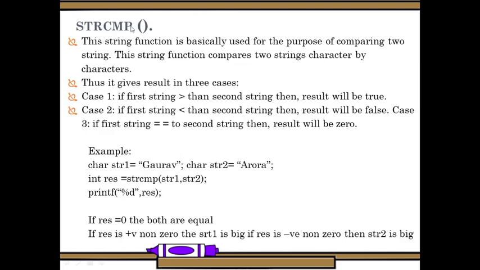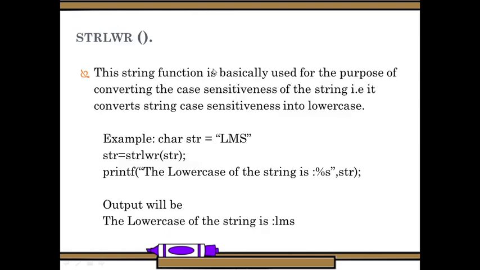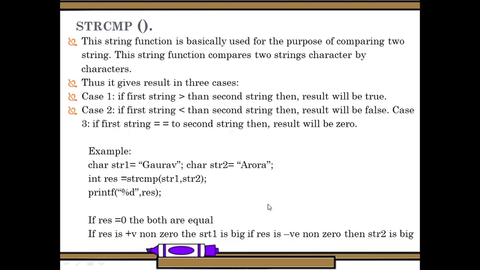Similarly, next we are using lowercase. This string function is basically used for the purpose of converting the case sensitiveness of the string into lowercase. Whereas str is equal to LMS, we pass it to the strlwr function, which converts it to lowercase, and your result will be the lowercase of the string is lms. So this is how the lowercase function works.